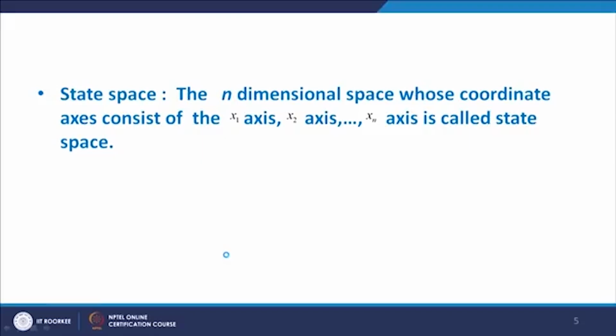That means, as I told you, when there are many state variables, say x1, x2, up to xn, combined they become x, which is called the state vector. Now the state space: the n dimensional space whose coordinate axes consist of the x1 axis, x2 axis and xn axis is called the state space.